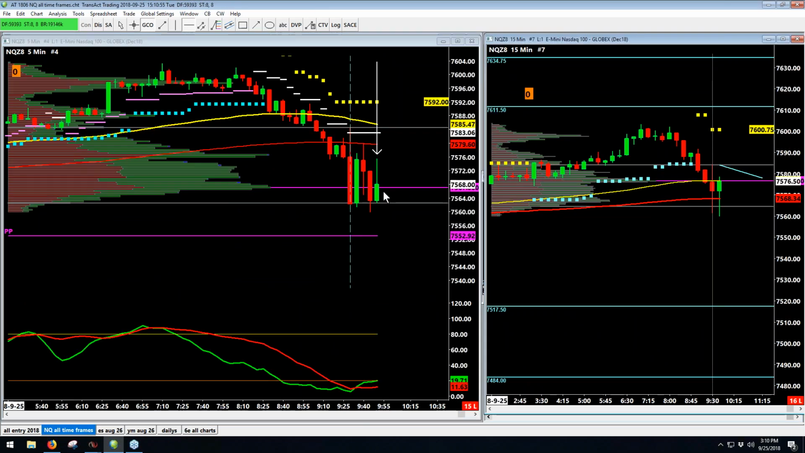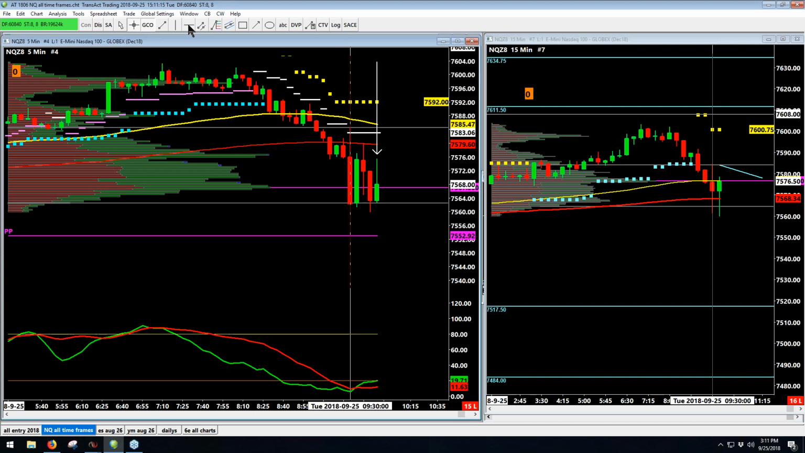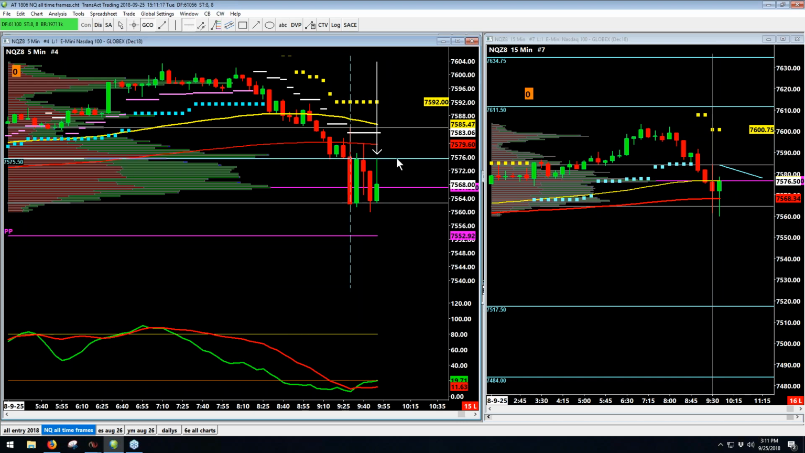NQ here this morning was pretty sideways. We had this topping tail here on the 5-minute, and at the time, this is all we could see on the 15-minute chart. There's news at 10, and I don't trade into news. That's just my personal preference. So I usually sit on my hands about 10, 15 minutes beforehand. So I have to pass on that. But regardless, there's your topping tail.